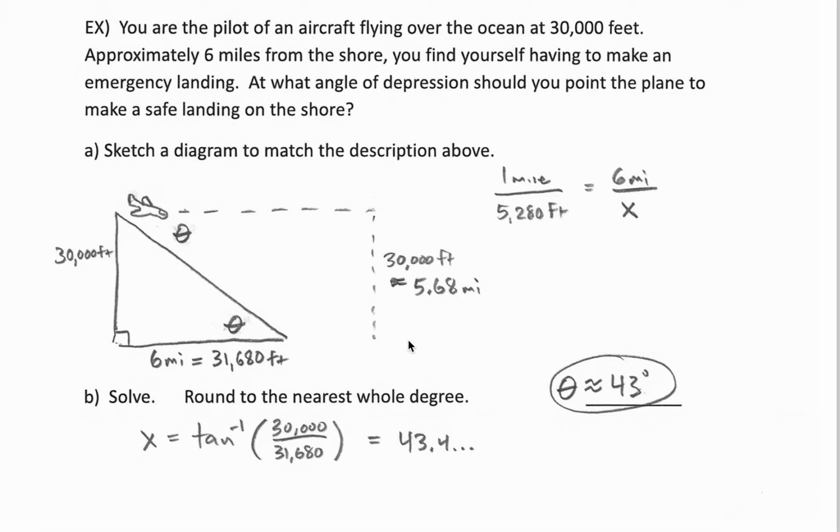This time, we're piloting some aircraft and we're flying above the ocean at 30,000 feet. So we know that a vertical length, if we make a right triangle out of this problem, is going to be 30,000. And approximately 6 miles from the shore, we have to make an emergency landing. So 6 miles away from the shore would be our horizontal length. And the question is asking, what angle of depression should we point our plane so that we can make it to the shore?